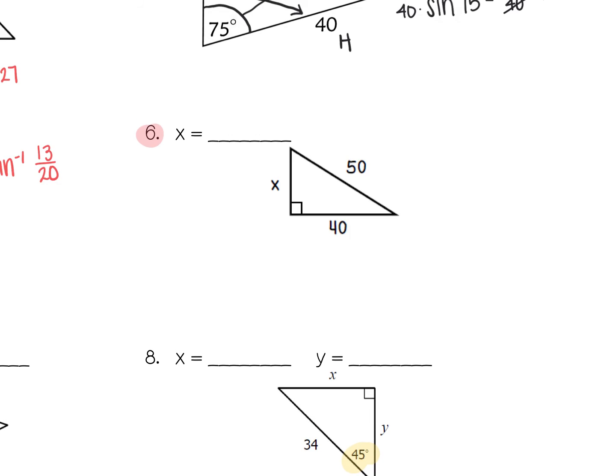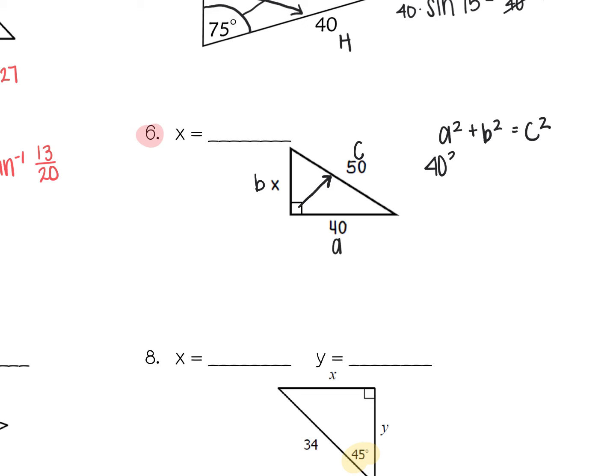Number 6, again, no angle is given except the right angle, which makes this Pythagorean theorem. Across from the right angle is the hypotenuse, which we have to call C. A and B can be interchanged. Pythagorean theorem is a squared plus b squared equals c squared.